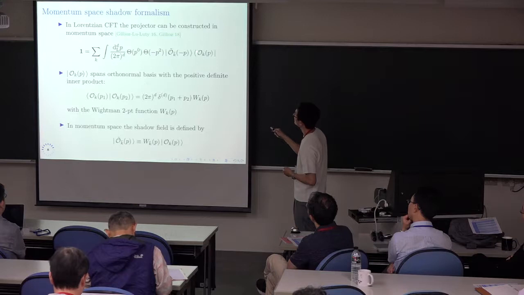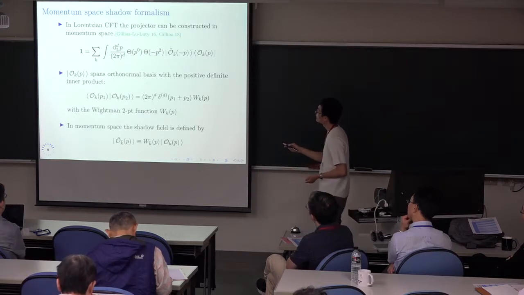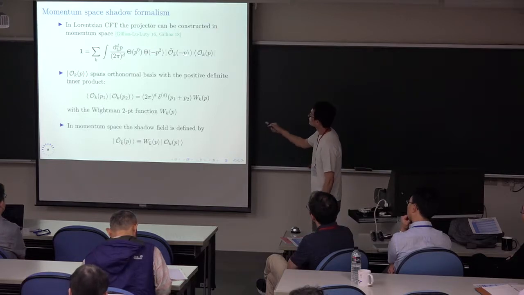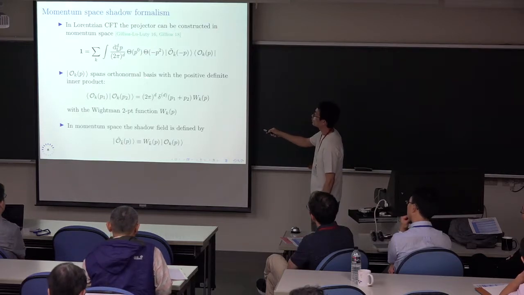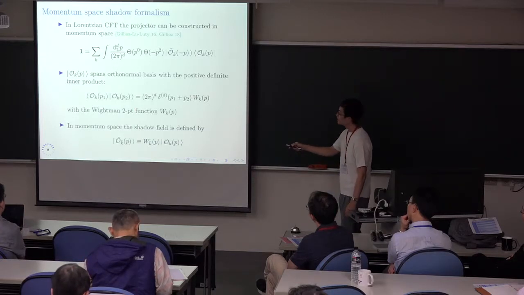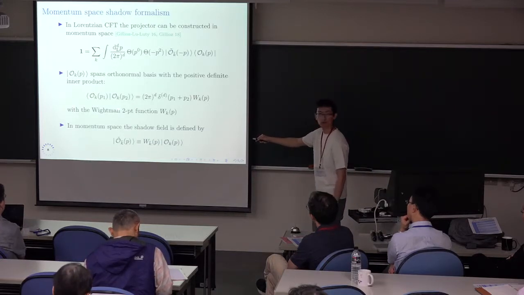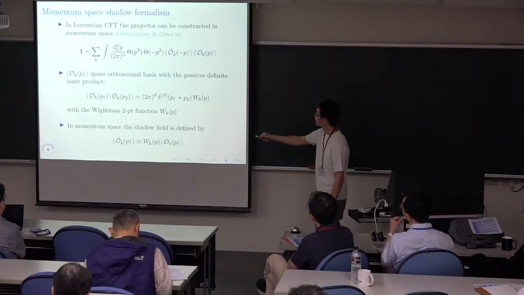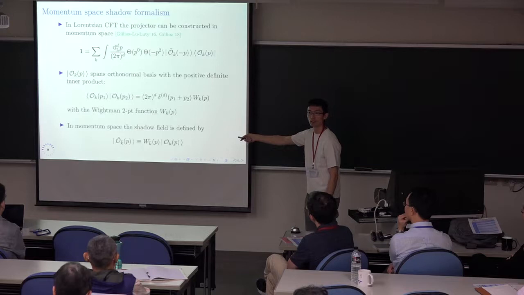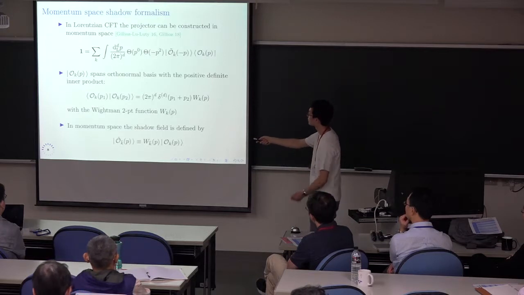So here, instead of having the position space projector, now you construct a momentum space projector using the Fourier transform states. These are just the states created by acting O_k on the vacuum. And this state is also a normal basis with positive inner product. So this is nothing but the Wightman two-point function, because you just put these operators in this order. This is just a Wightman function.